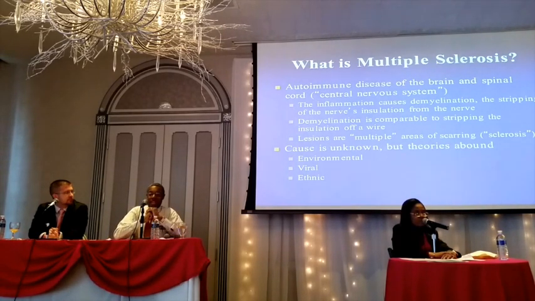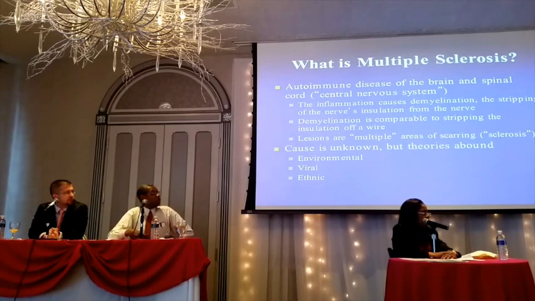The reason it has its name is pretty simple. Sclerosis is a scar, and generally when we see them, they are multiple in the brain. So pretty simple name, multiple sclerosis, multiple scars. It tells you what the disorder does.